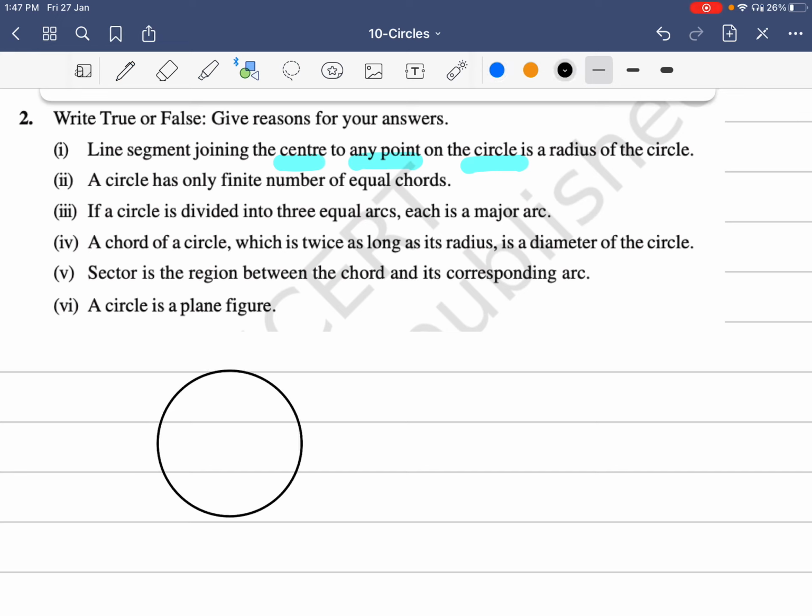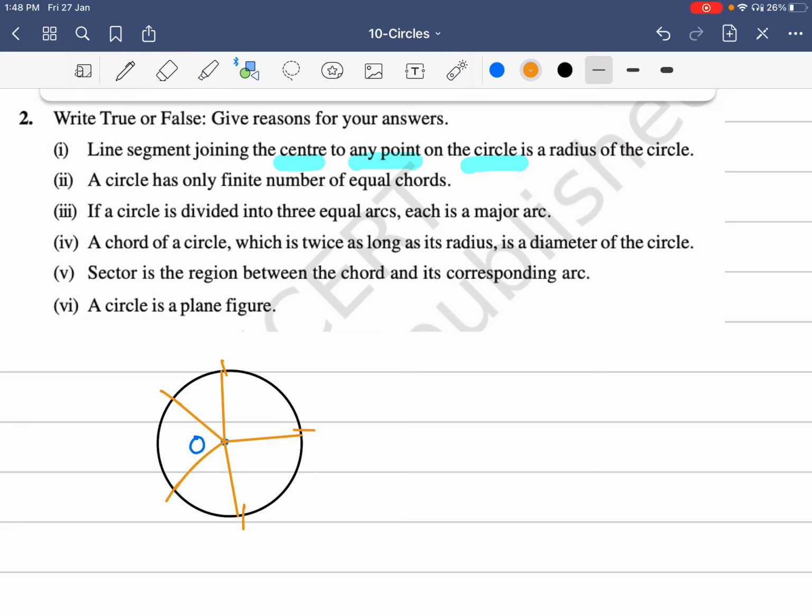So if this is your circle, this is the center of the circle. A line segment that joins the center, let's call it O, to any point on the circle. So we can take any point on the circle, this point, this point, this point, and we can connect these line segments like this. All these line segments are going to be the radius of the circle.